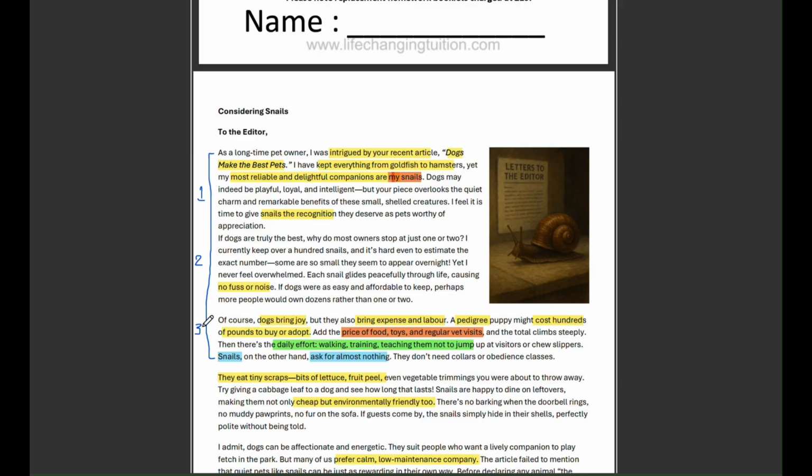Question 3. The author lists nice things about dogs first, mainly to: 1. Show consideration of other views before giving an opinion. 2. Answer why dog owners have few dogs. 3. Show that dogs are ultimately better than snails. Correct answer, A. 1 only.